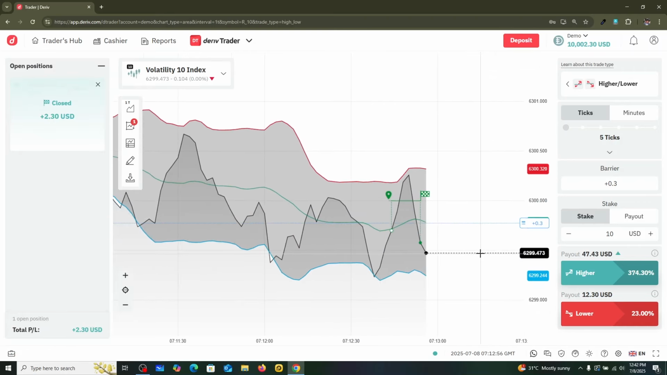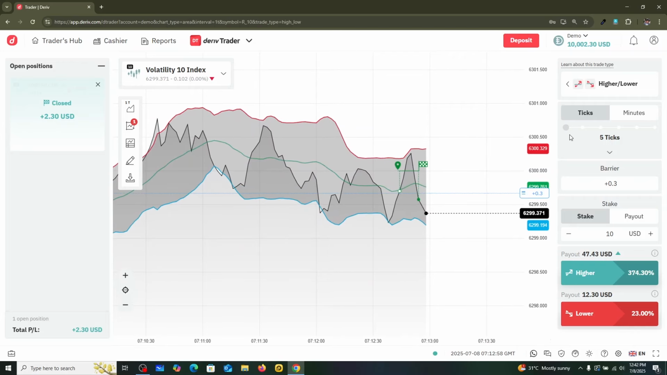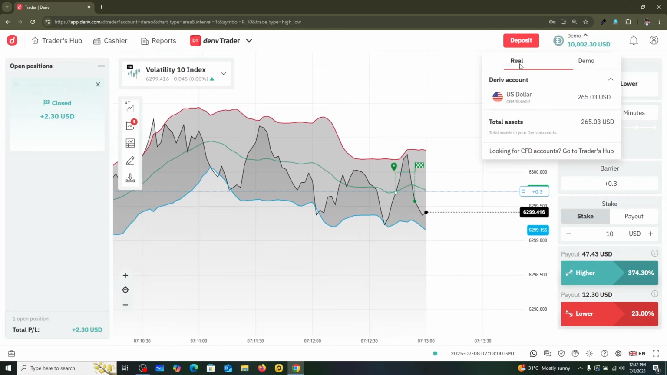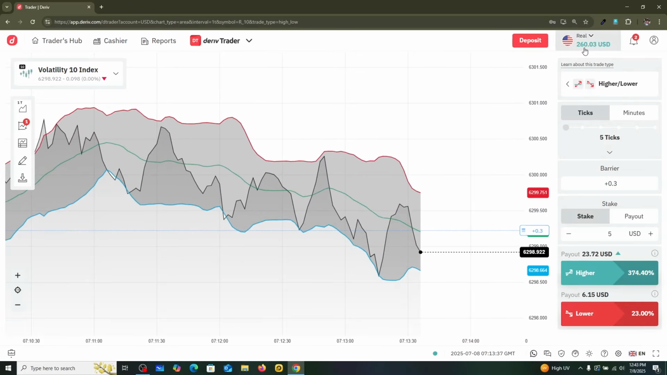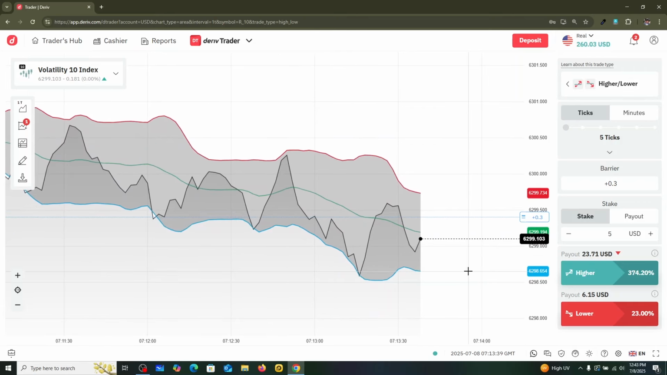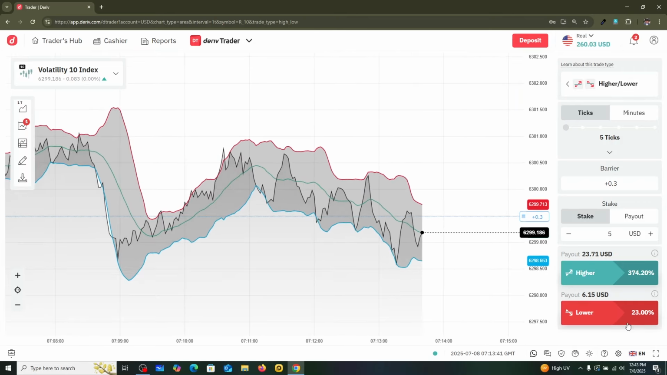I'll put some trades in my real account also. Now you can see this is all on my demo account. Now I'm going to switch to my real account. Now this is my real account. Okay, now you can see I'm in my real account. Let's wait for a good downtrend.